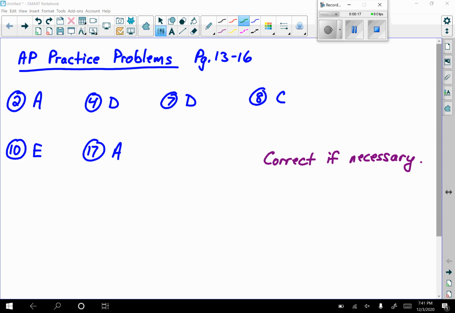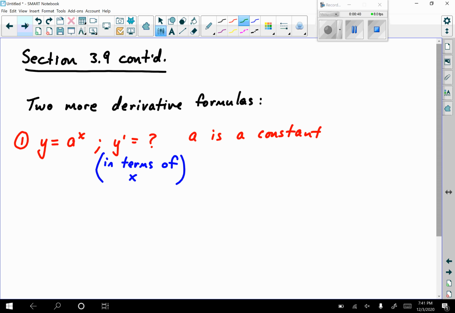So we have two more derivative formulas to look at from section 3.9, and then we're just pretty much going to review from 3.7 to 3.9, and then all of chapter 3, a test over 3.7 to 3.9, quite possibly by the end of next week, and then the following week, the test over all of chapter 3. So let's take a look at the other two derivative formulas that section 3.9 will have us looking at.